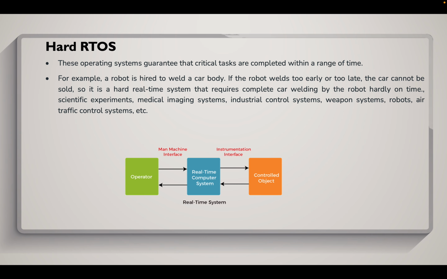In a real-time computer system, there is the operator and the man-machine interface. The real-time computer system interacts with a controlled object using an instrumentation interface.